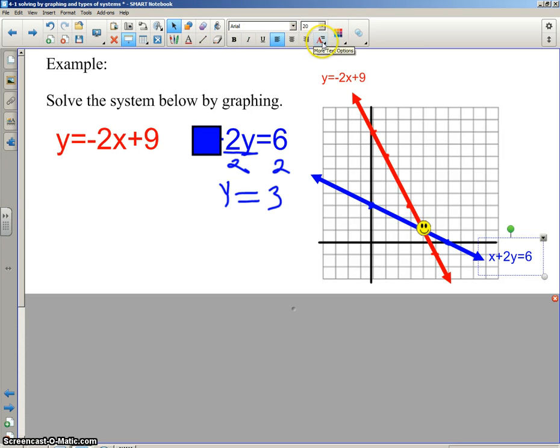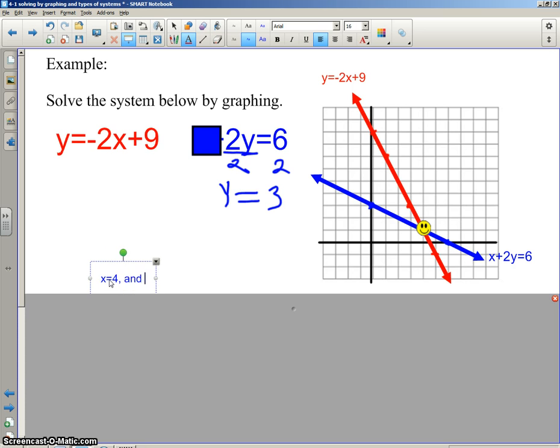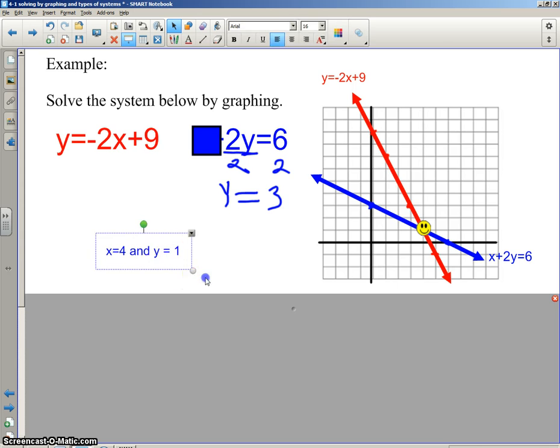So I'm having a heck of a time writing, so I'm just going to type it in. X equals 4, and y equals 1. So there you go. X equals 4, y equals 1 is your solution. You can write it like this. You can literally just say x equals 4, y equals 1.